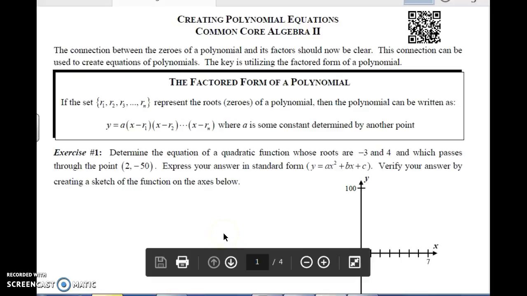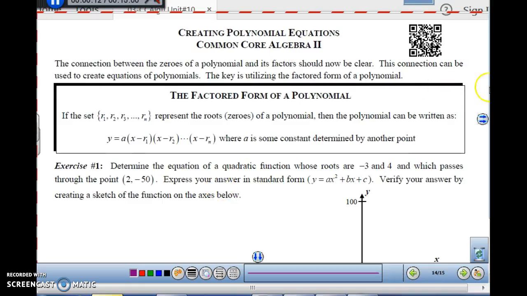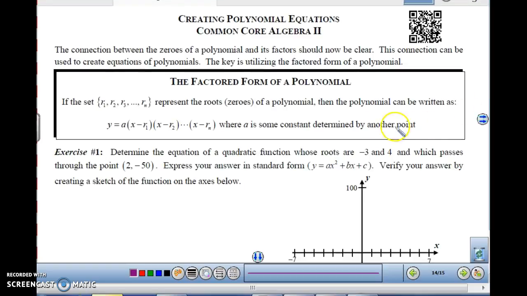This is Algebra 2, Unit 10, Lesson 3, Creating Polynomial Equations. Now, in the last lesson, we looked at the connection between the zeros of the polynomial and its factors. Basically, what we do is we take the factors of a polynomial, set them equal to 0, and we find the zeros. This connection can be used to create equations of polynomials using the factored form of a polynomial.